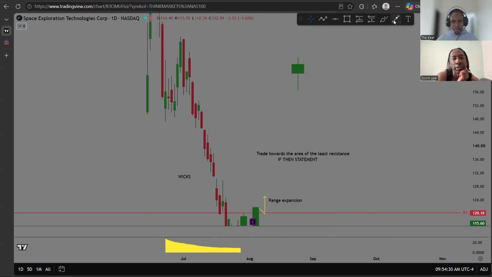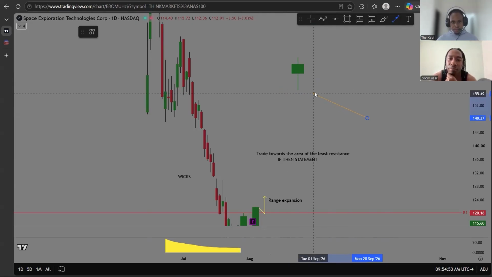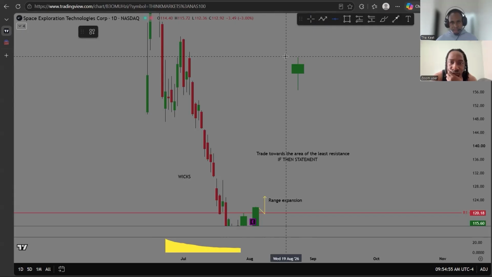What is important to you is the high and the low of prices. That is the most important aspect of what you need as a technical trader, because if you want to mark your resistance and your support, you mark here.